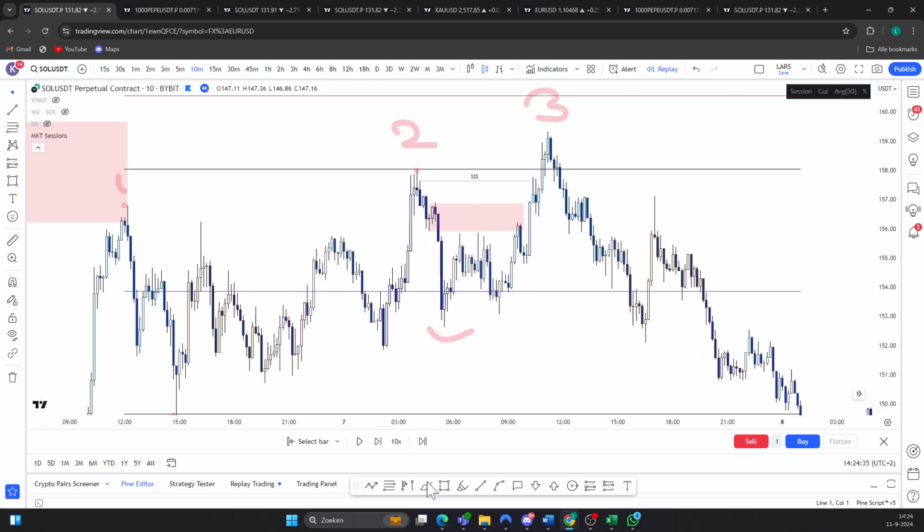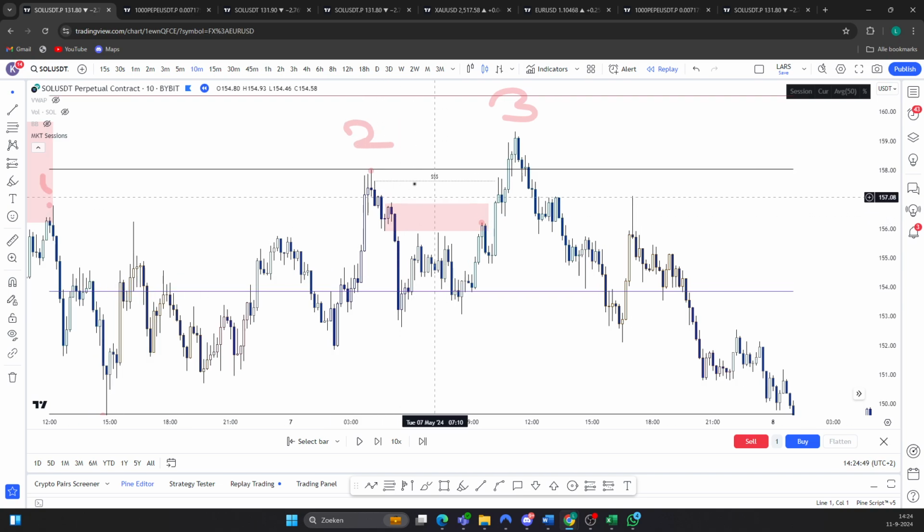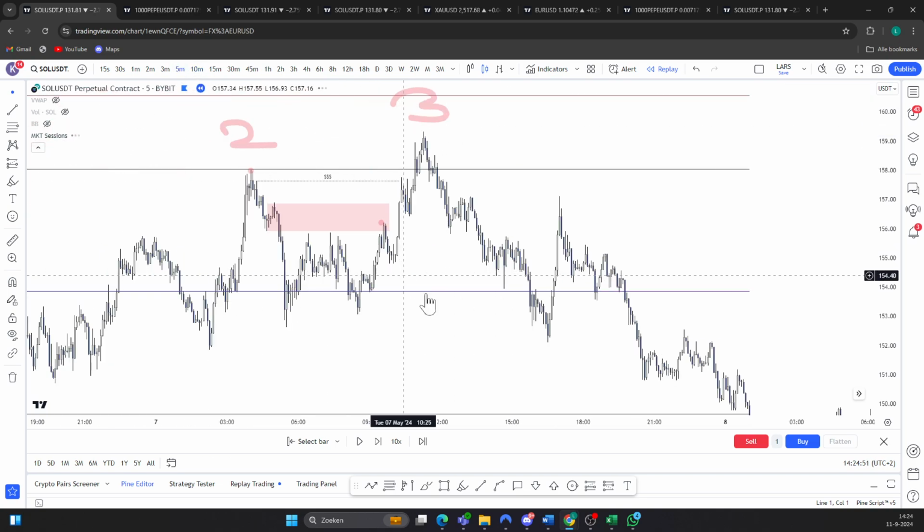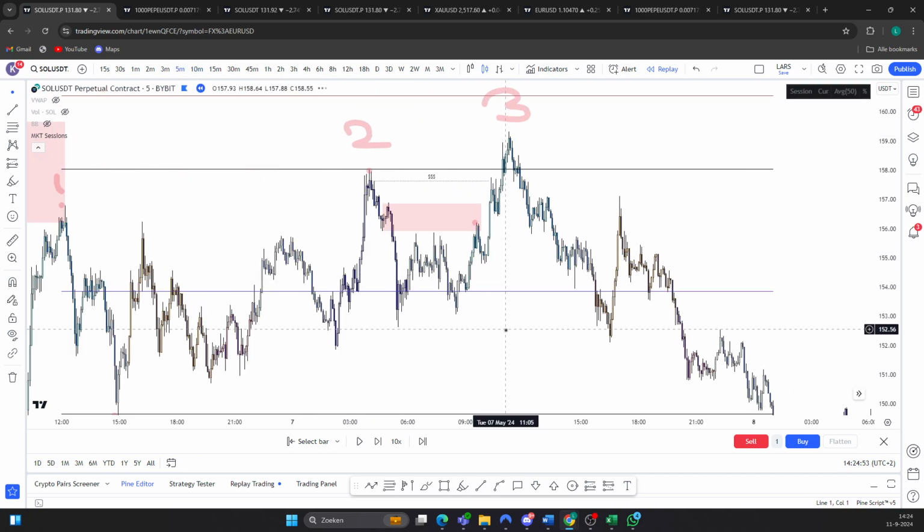So if price comes either into this area or grabs this or does both, okay, we meet the requirements of a TCT Model 2 distribution. Okay, now to confirm a TCT Model 2 distribution, we need to break structure.